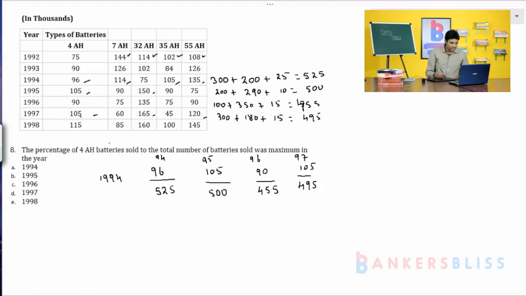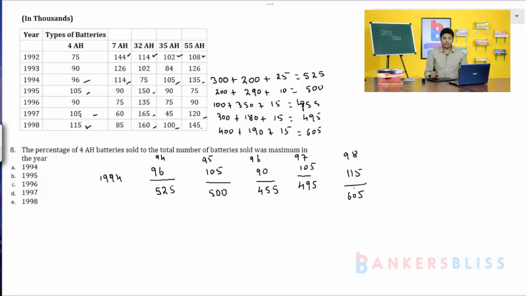Next, 1998 last, 115. You consider only 100, 200, 300, 400, 400, plus you consider only the remaining values. Okay, so 10 plus 80, 90 plus 60, 150, 150 plus 40, 190, plus next 5 plus 5, 10 plus 5, 15. So 400 plus 190, 590, 600, 605. So for 1998, 115 divided by 605.